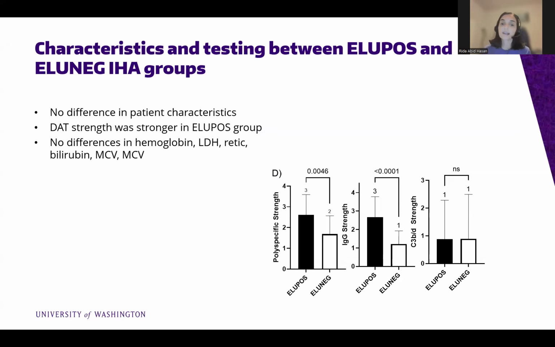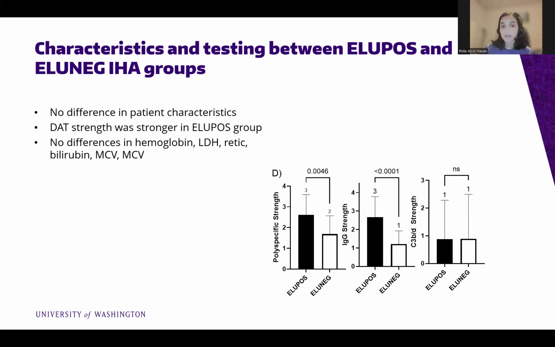So when I did my statistical analysis comparing the elution-positive with the elution-negative group, I noted that in terms of basic patient characteristics such as age, gender, and race, there were no differences. I did find that the DAT strength was significantly stronger in the elution-positive group, which essentially means the degree of agglutination was higher, so there was more antibody bound to the red cells in general. And that makes sense, because if you have more antibody bound to the red cell, when you do the elution you're going to have more antibody in your eluate, and you're going to have a better test when you're testing it against your reagent red cells.